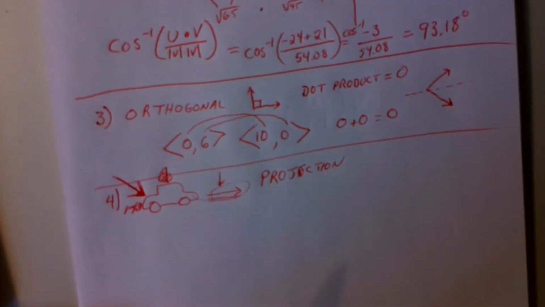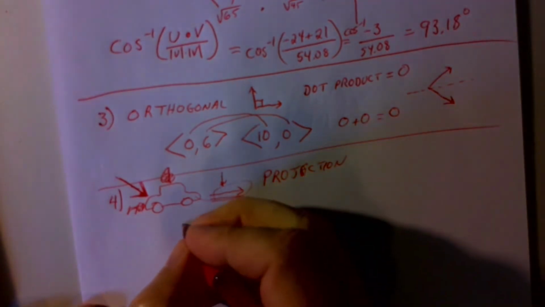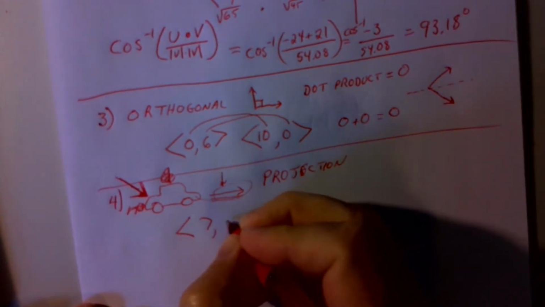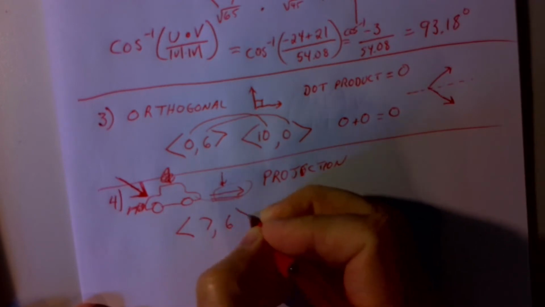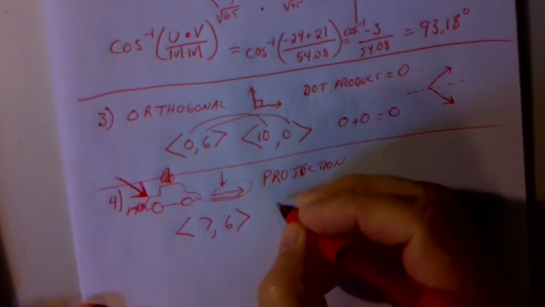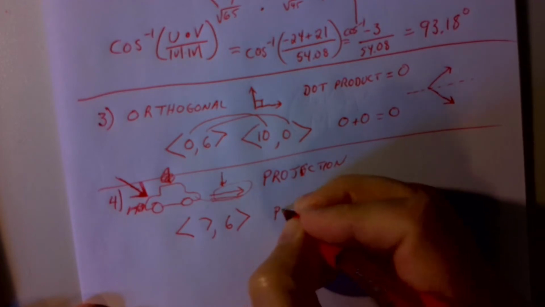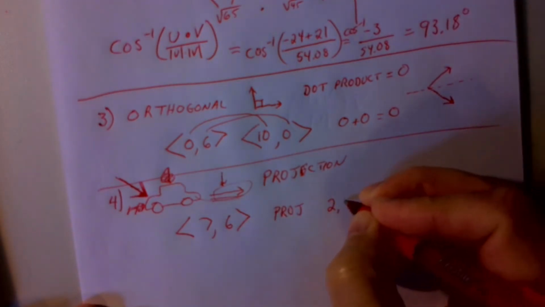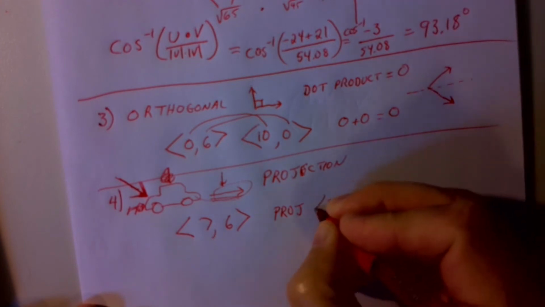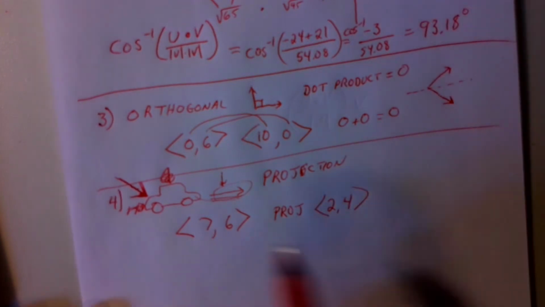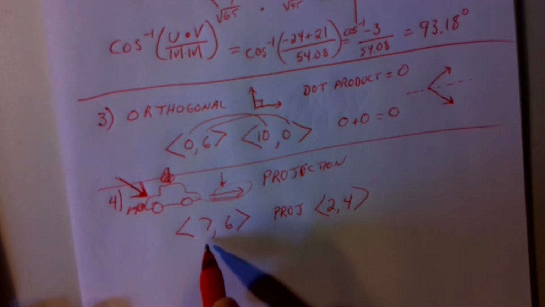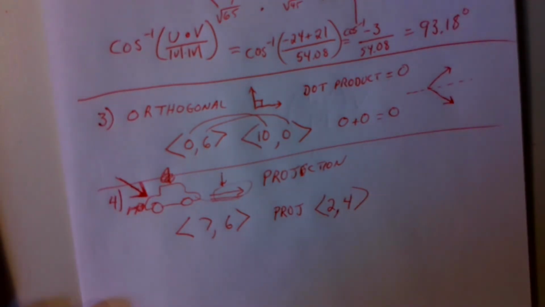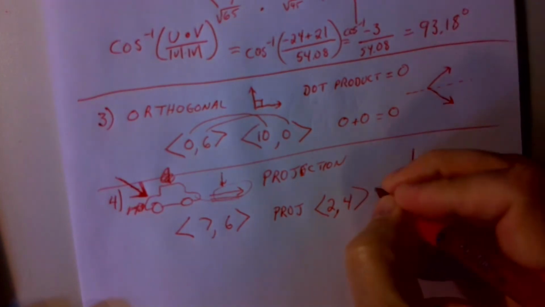Okay? So let's say I have a vector of 7, 6, and I want to project that onto a vector of 2, 4. Okay, so 7, 6 going onto a 2, 4. And I want to know, well, what's the end result? So this is what it kind of looks like.